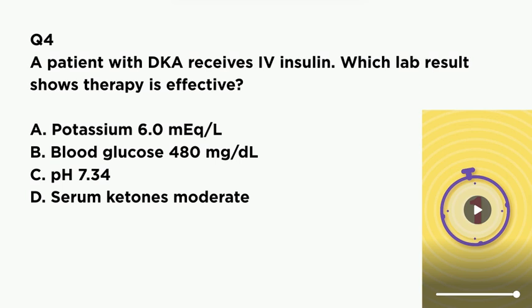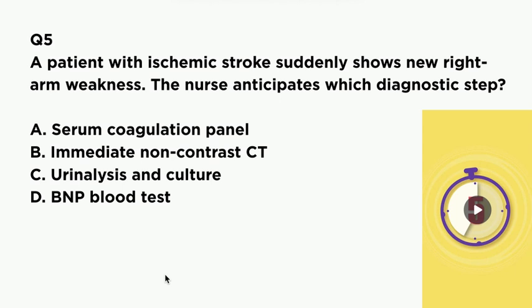A pH moving toward normal signals improved metabolic acidosis in DKA management. A is incorrect because a potassium level of 6.0 remains high and signals ongoing imbalance. B is incorrect because a blood glucose of 480 shows poor control despite insulin. And D is also incorrect because persistent ketones signal continued ketosis. Remember, the patient has DKA. So let's go to question number 5.